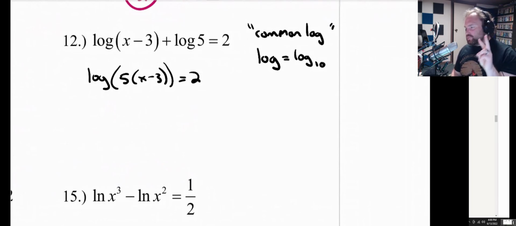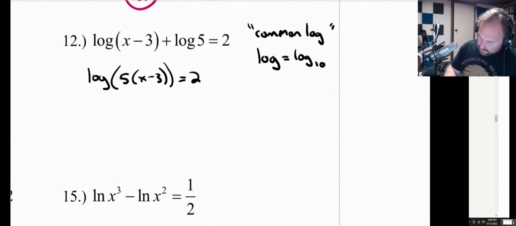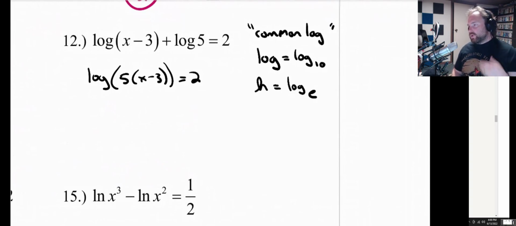Your calculator has 2 buttons pre-programmed on it. There's common log, where it just says log, which is base 10, and then natural log, which is log base e. These 2 get nicknames. You are expected to just know this, which, as much as that sucks, as a math teacher, I'm always frustrated by things that we just expect students to know, but that's one of them.